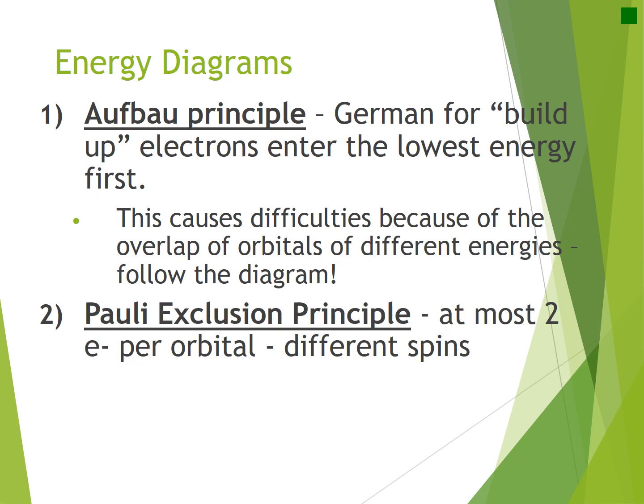Then you've got the Pauli exclusion principle, and what that states is that electrons, when they are sharing the same atomic orbital, they need opposite spins. And how do you show an opposite spin? You draw an arrow. You can either draw a half arrow or a full arrow, one going up and one going down. So me looking at an energy diagram, this shows me that there are 2 electrons in that atomic orbital, and they are going opposite spins.